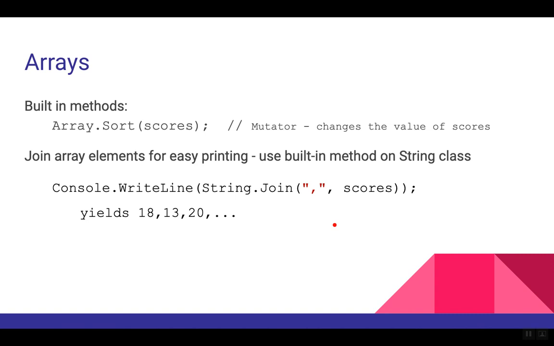We'll use this in class when we just want to print out an array so we can see what's in it. It's usually for a debug step, something that helps us understand what our data looks like as the program is running.